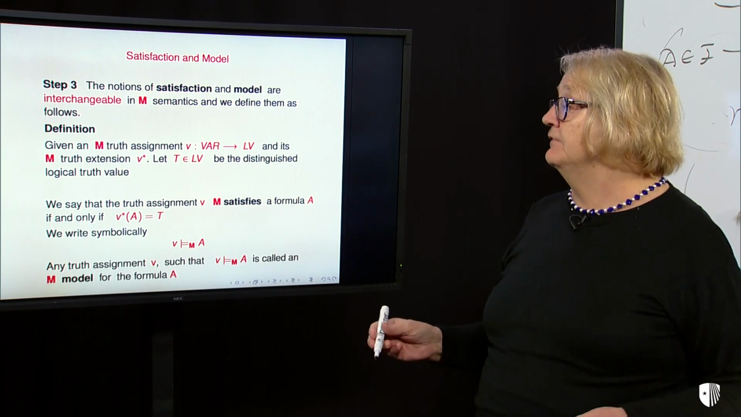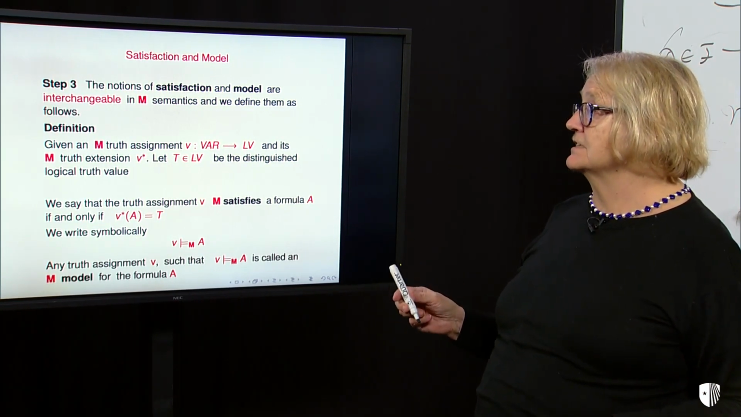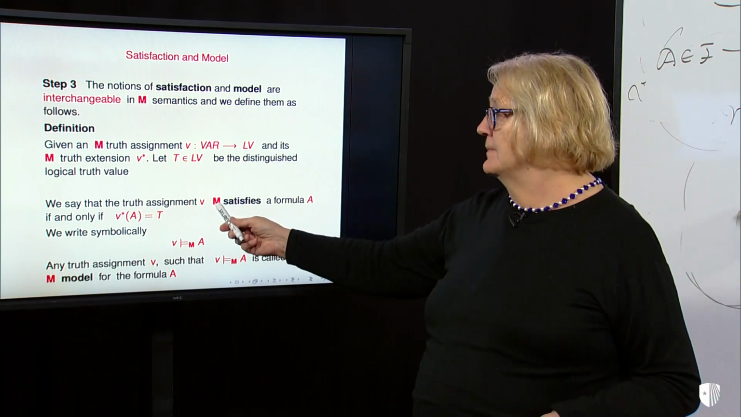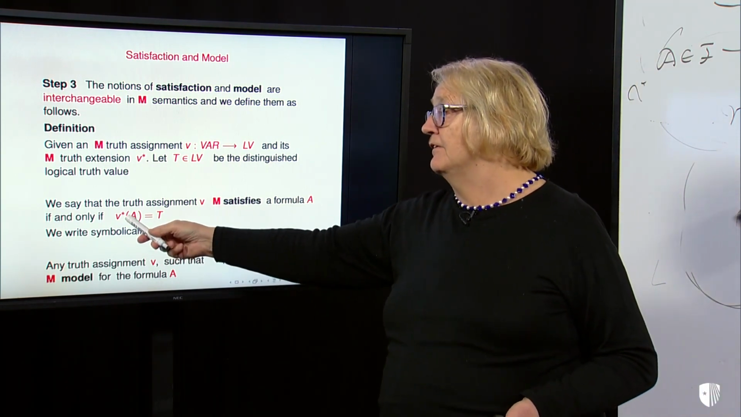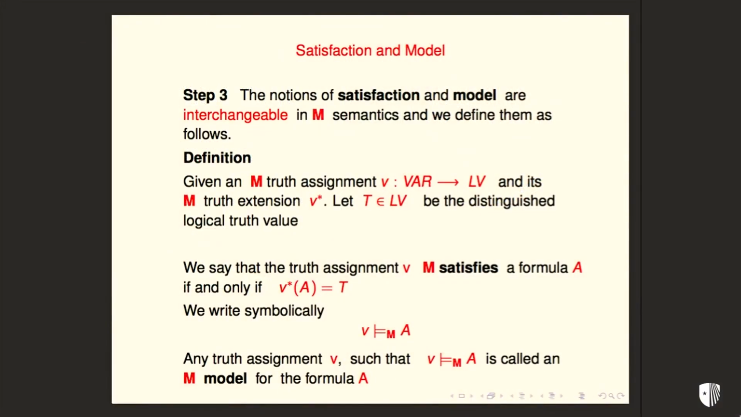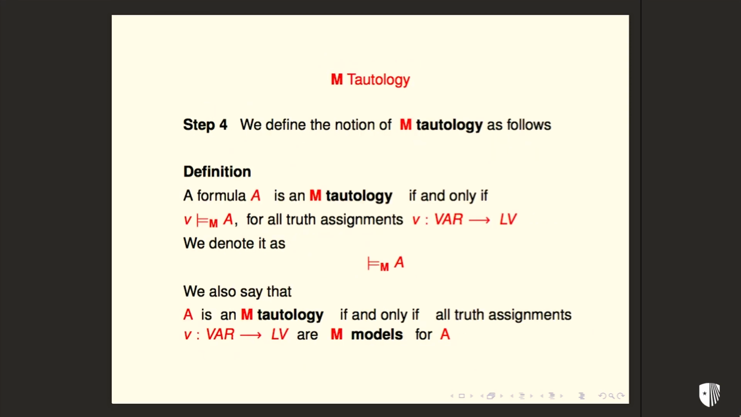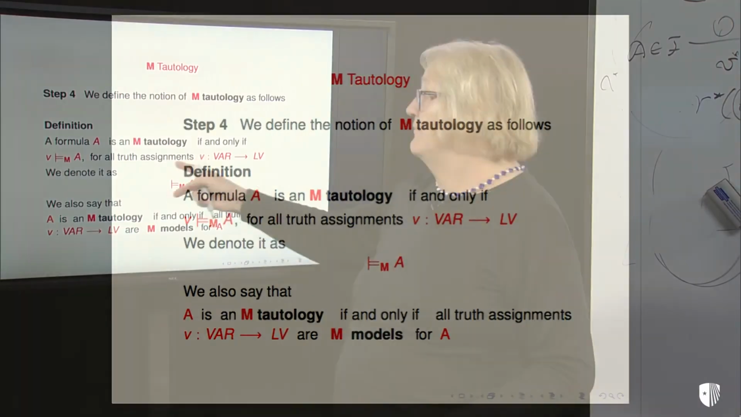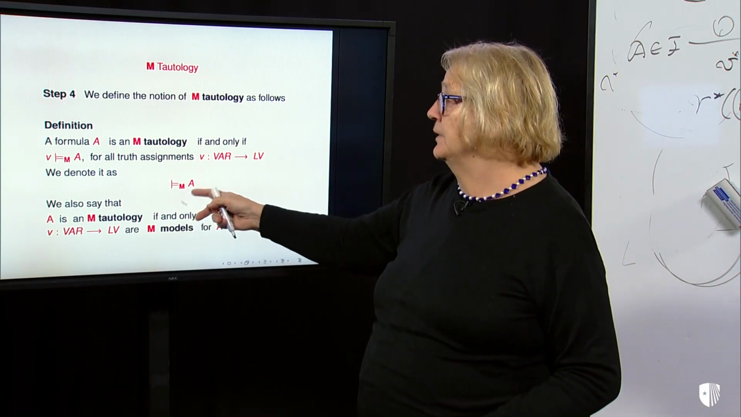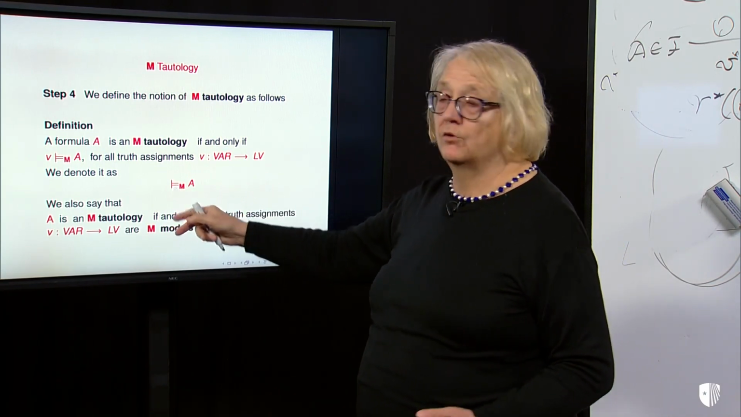And then we say that V satisfies a formula if and only if V star of the formula evaluates to T, and we write it like that, and we say that V is a model. And of course, we have does not satisfy. It means it's not T. And we say that a formula is a tautology if and only if V satisfies it under semantics M for all possible truth assignments, and we denote tautology under formula A.